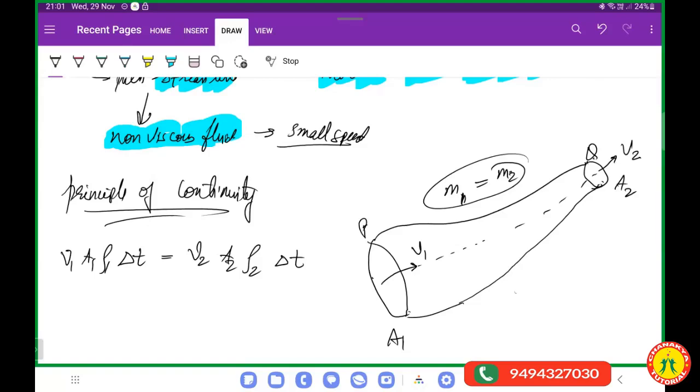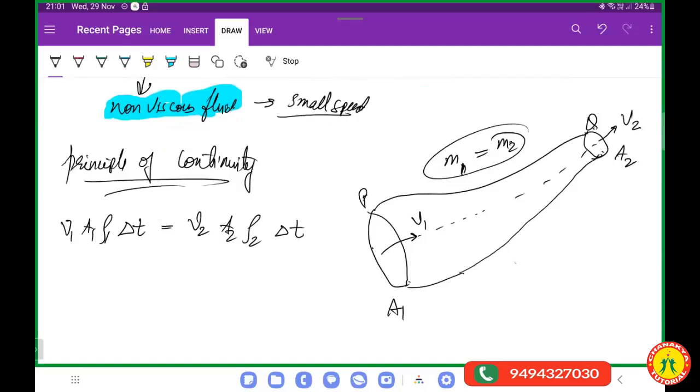So if you understand this way, if area is increasing, velocity decreases. If area decreases, velocity will increase. An easy way to understand this is when you are watering with your pipe. If you want the water to go far away, you press the nozzle, so the flow of that water will go far. So what you did, you decreased the area. The pressure is the same from P to Q, the pressure from point P and point Q is the same.